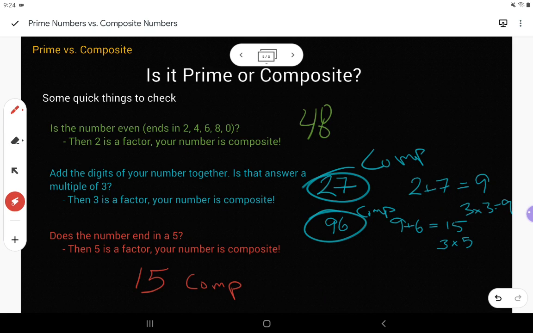So some quick things that you can check is the number even. If it is even, then 2 is a factor and it's composite. Add the digits of your number together. Is that addition that you get, is it a multiple of 3? If it is, your number is composite because it can be divided by 3. And then does your number end in a 5? Because if your number ends in a 5, you can divide by 5. 5 is a factor, meaning your number will be composite.